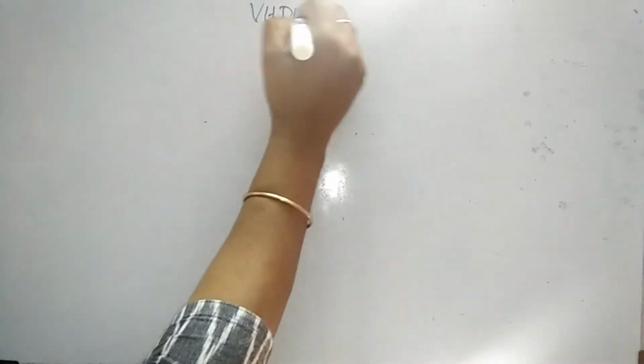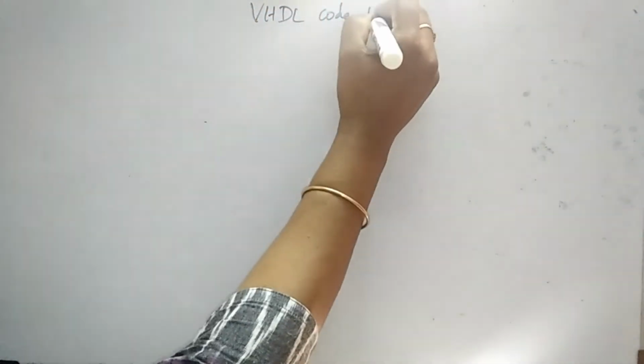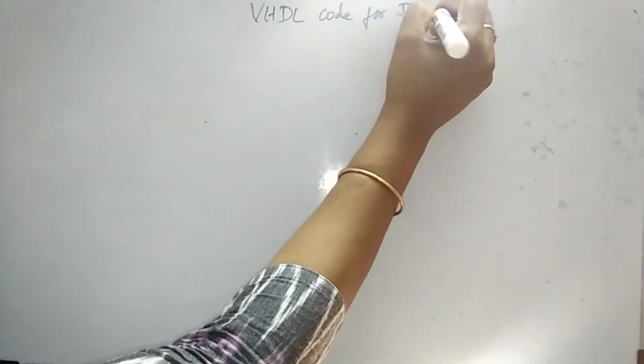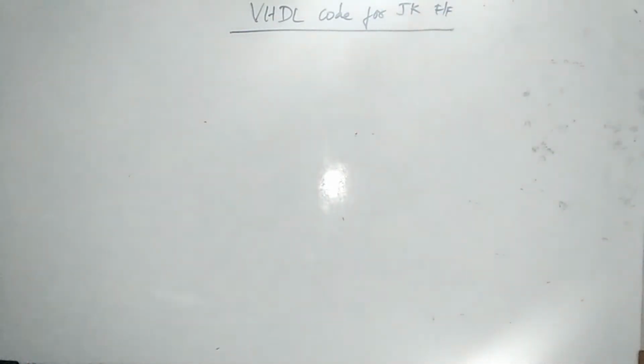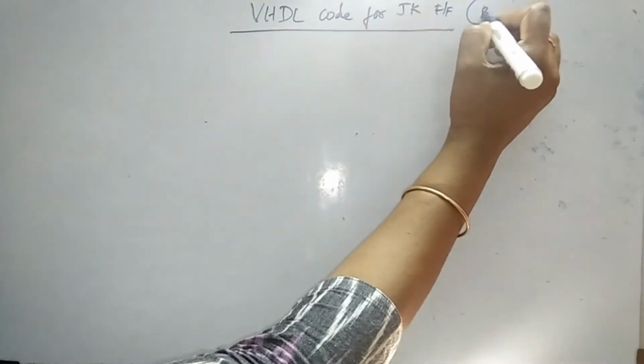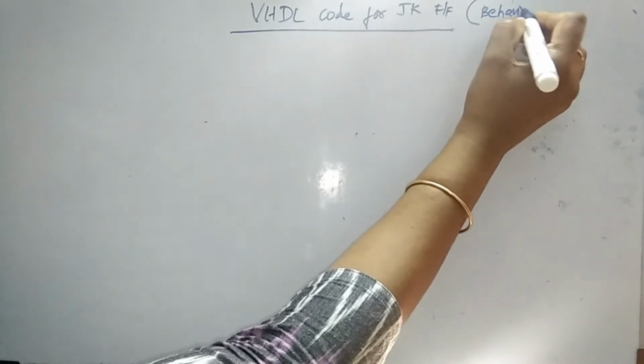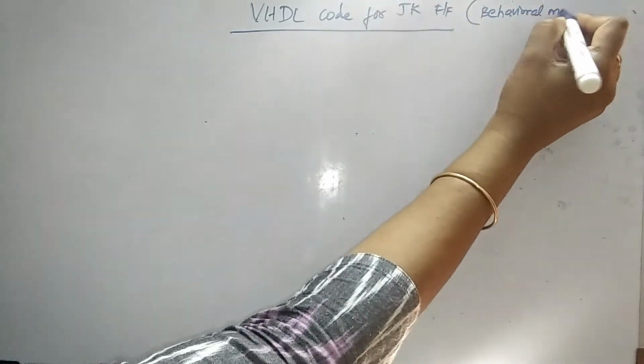VHDL code for JK flip-flop. Dear students, we have already seen the VHDL code for SR flip-flop and D flip-flop. So the same procedure is followed for the VHDL code for JK flip-flop. We will be writing the code in the behavioral model.